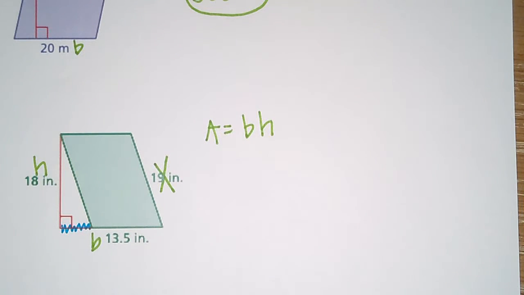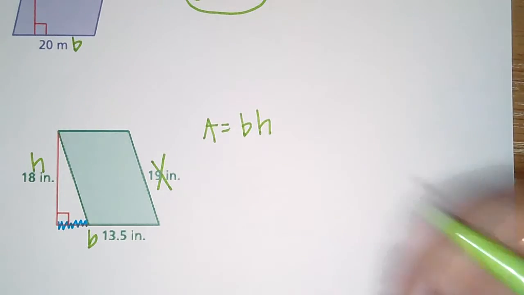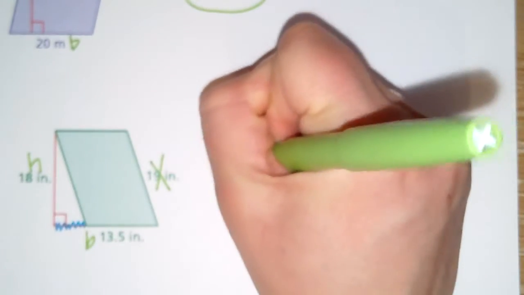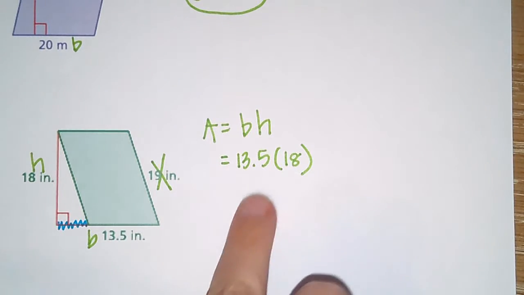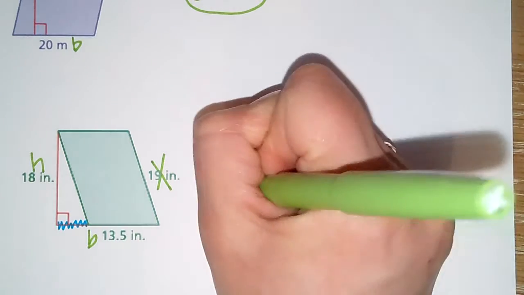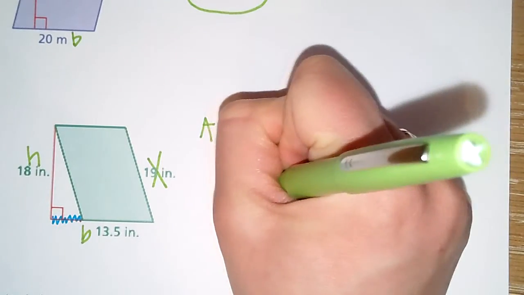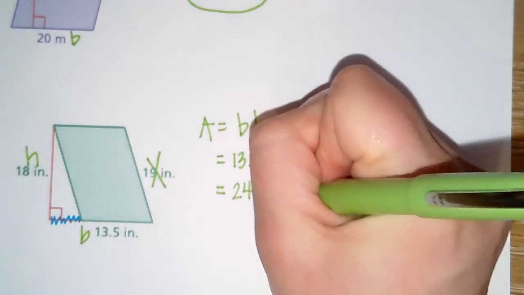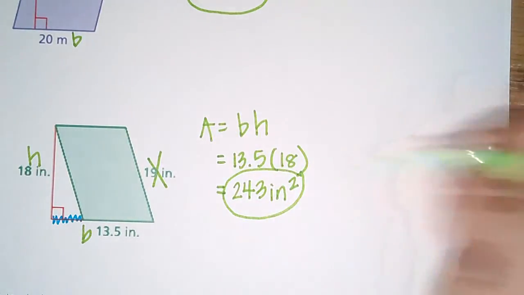All right. So now we've done step 2. We move to step 3, which is to substitute in. We've got 13 and a half being multiplied with 18. Remember, the number next to a parentheses with no operation means multiplication. So I multiply 13 and a half times 18, which is going to get me 243. I'm using inches, and because it's area, it is squared. And there you have it.